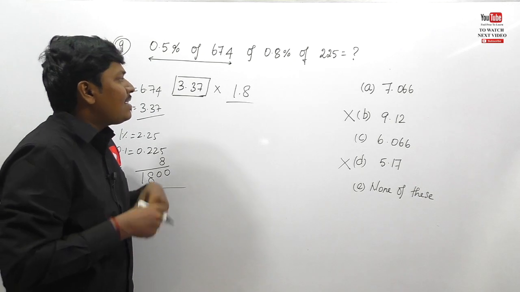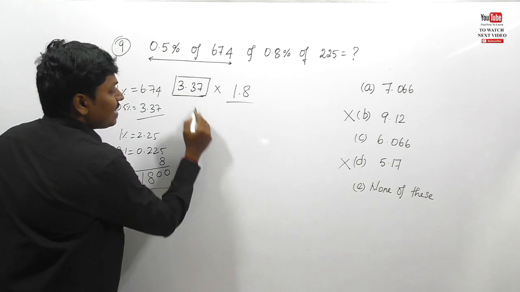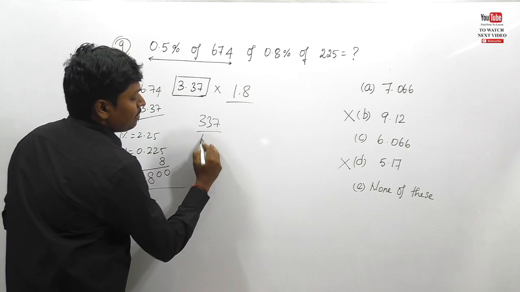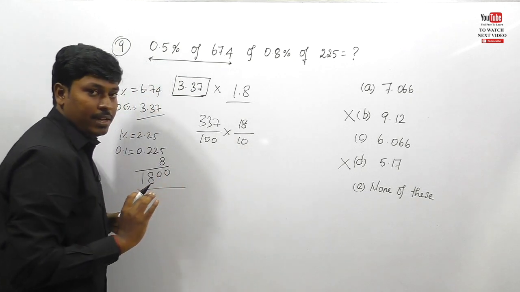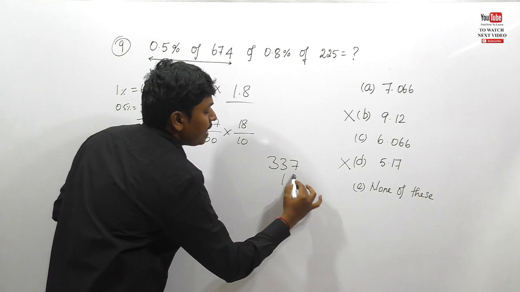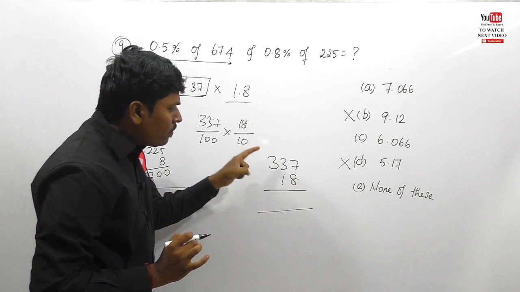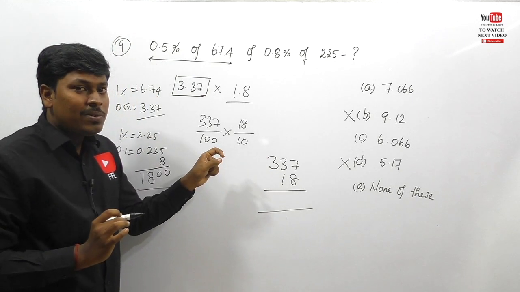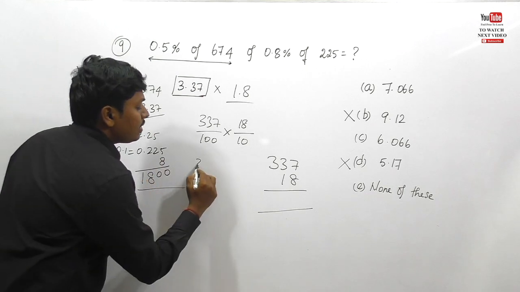So friends, is there any other technique to multiply this number faster? Yeah, there is a technique. This can be written as 337 divided by 100, right? And this 18 can be written as 18 divided by 10. Clear on the point? So don't waste your time in your exams multiplying 337. So friends, my advice, if you go for this multiplication, it takes you a little bit of time, right? If you need to be faster, let me do one thing.